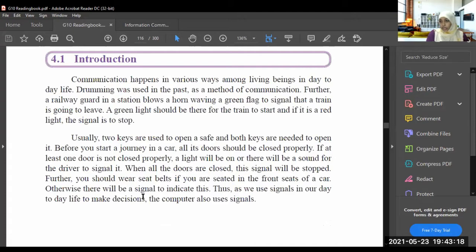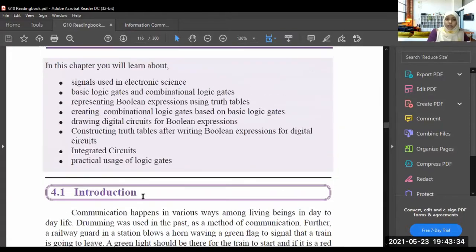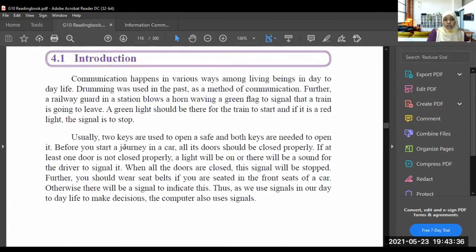So let's go with the introduction, right? Why are we using these logic gates? Why are we using these gates, right? So gates mean the gates, the door gates? No. Okay. What are electronic gates or what are the logic gates?